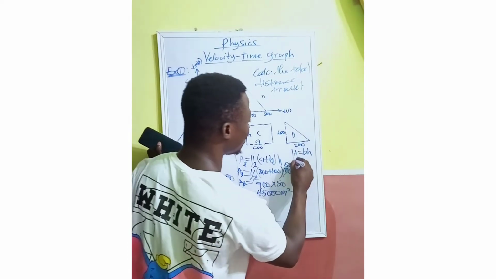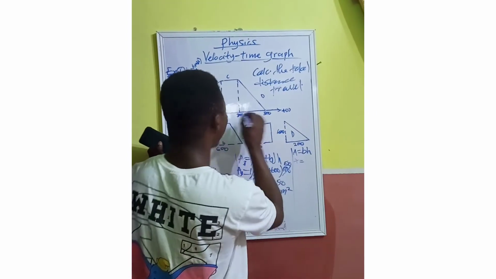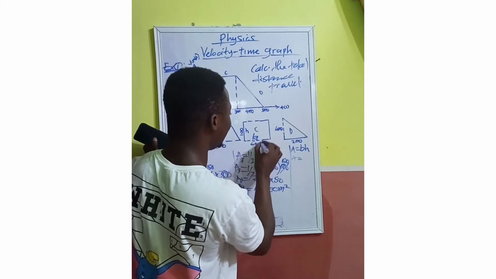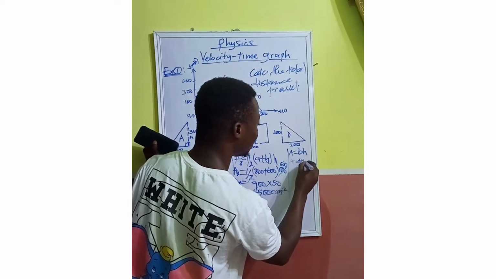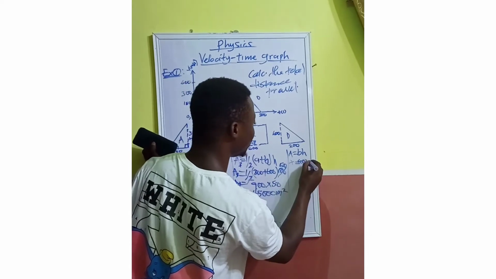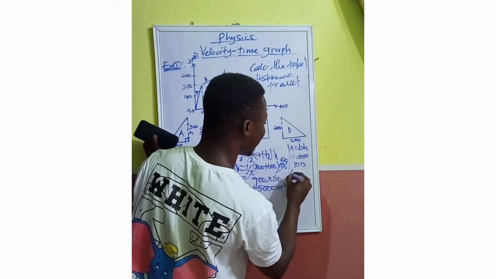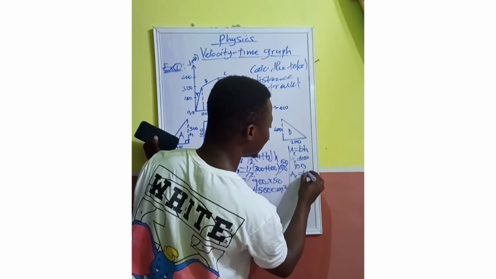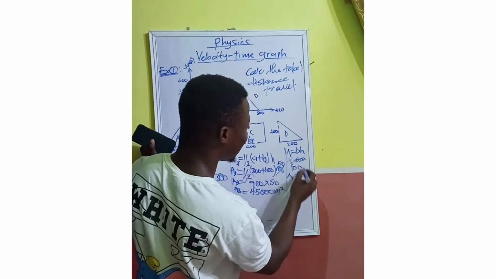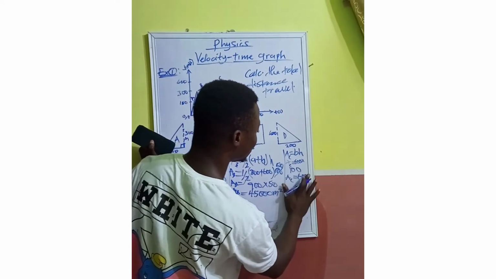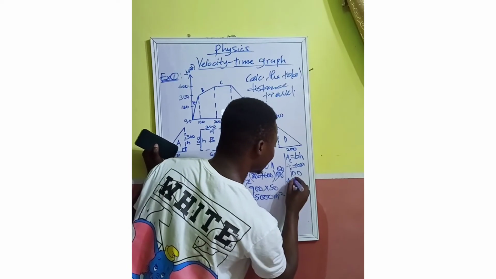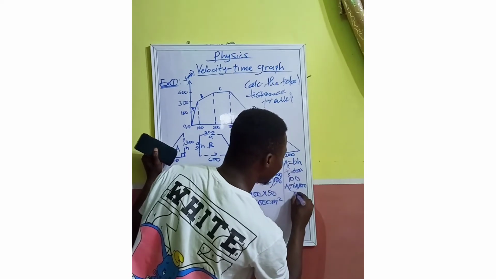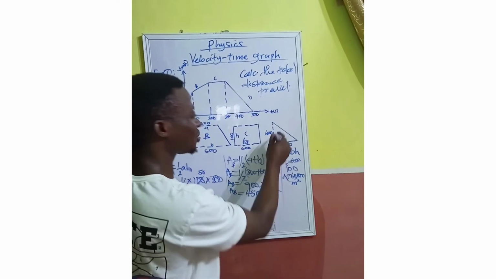Now I have this. This is going to give us, what's our B? Our B is 600 times 100. This is C, the area of C. And that's going to give us 60,000 in meter square.